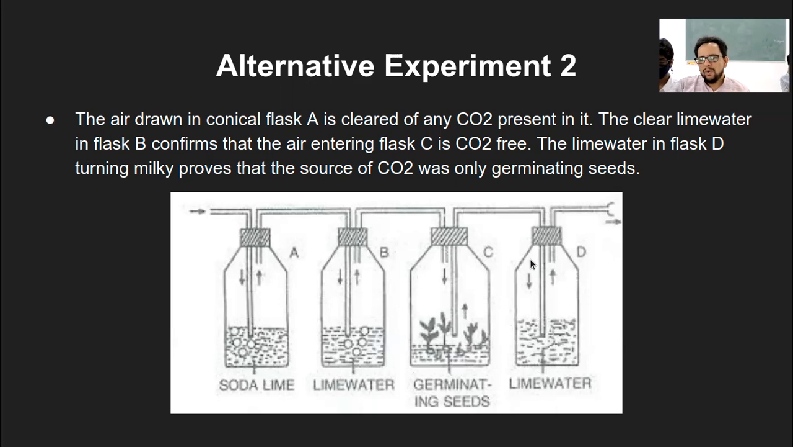So that is the whole sequence of this experiment, which is just an alternative to the previous one, where we prove that carbon dioxide is released by the germinating seeds through the respiration process. Okay, any question?